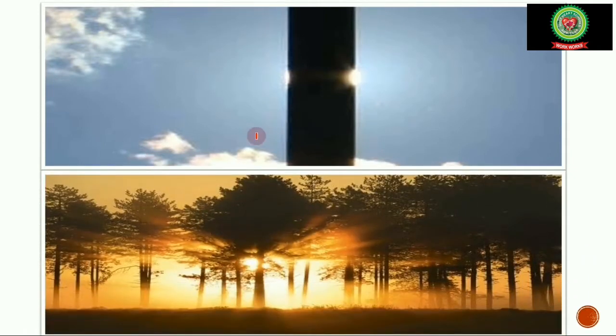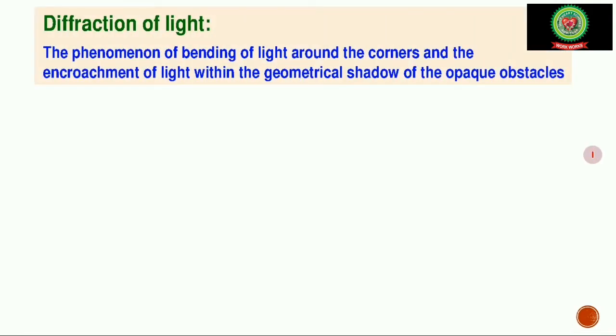You can observe this phenomena in day-to-day life. Like here you can see in these two pictures, light is bending across the edges. So this bending of light is called diffraction of light. So what is diffraction of light? The phenomena of bending of light around the corners and the encroachment of light within the geometrical shadow of the opaque obstacles is called diffraction of light.